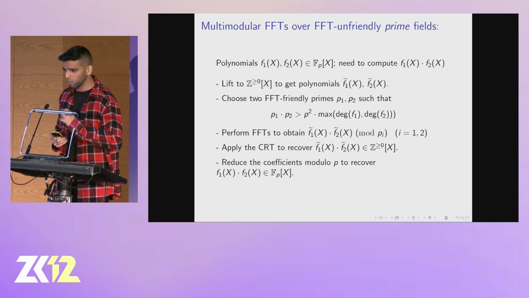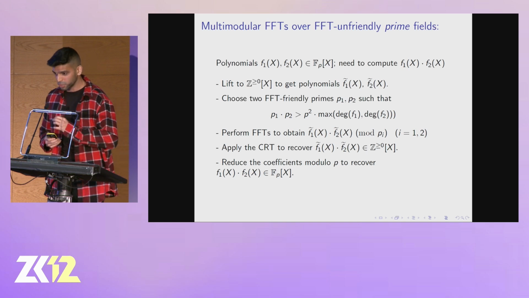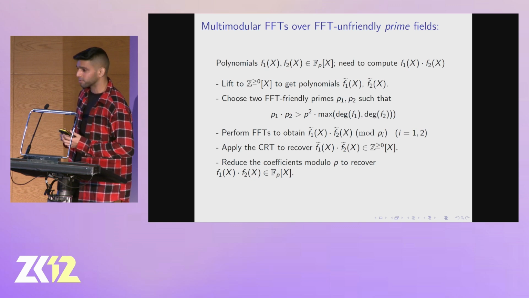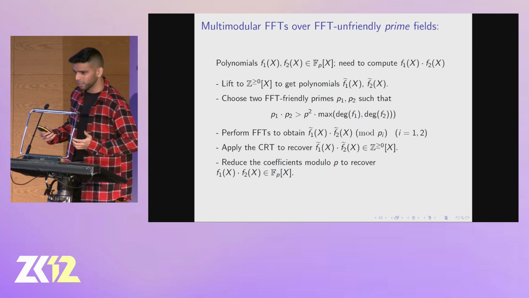Alrighty, so just so there isn't a cloud hanging over the next few slides, I'm quickly going to go over how the superlinear part of the proof generation is going to work. So let's say you have two polynomials, f1 and f2, over an FFT-unfriendly field, and you want to multiply them, right?